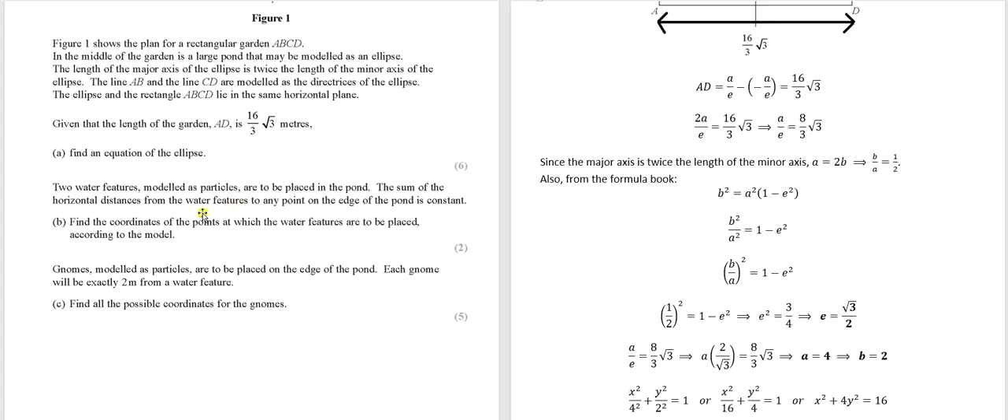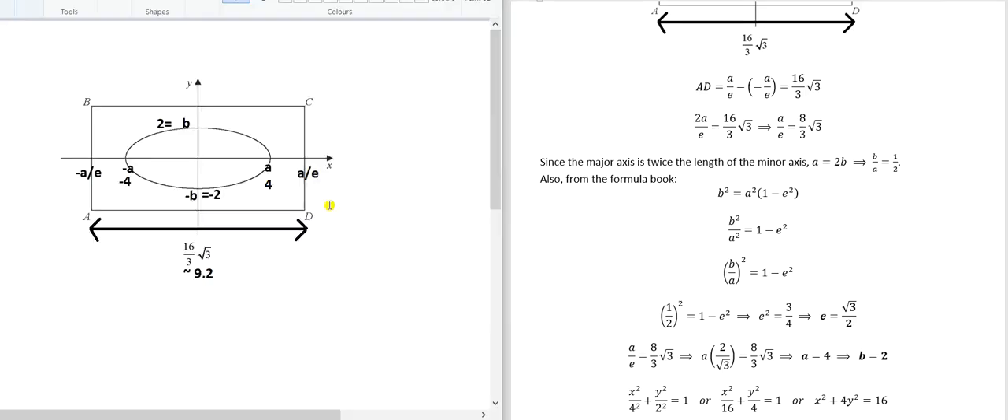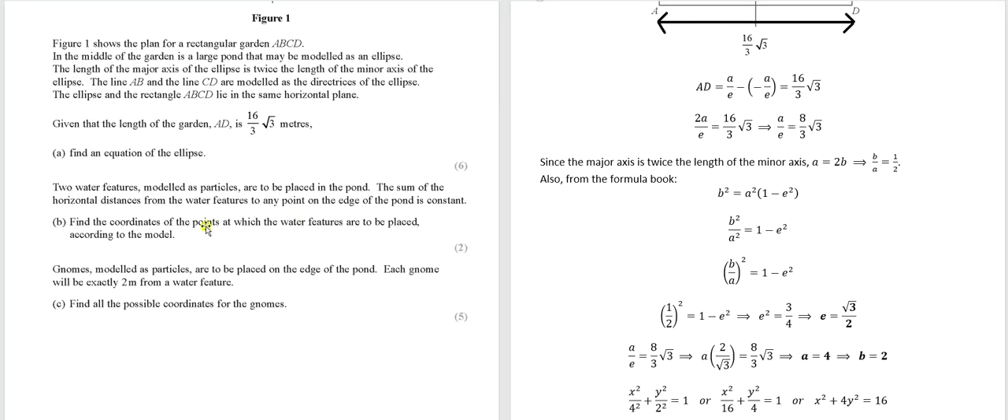Next, two water features modelled as particles are to be placed in the pond. The sum of the horizontal distances from the water features to any point on the edge of the pond is constant. So these water features are going to go somewhere inside the area of the pond, somewhere within the ellipse, and the distance from these water features, wherever they happen to be, to any point on the ellipse must be constant, the sum of the distances from the two water features.